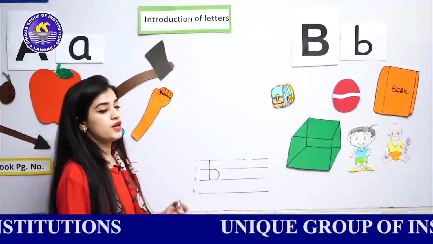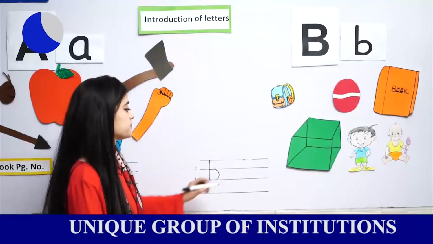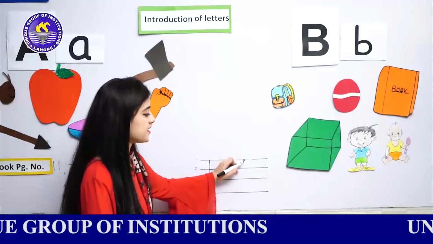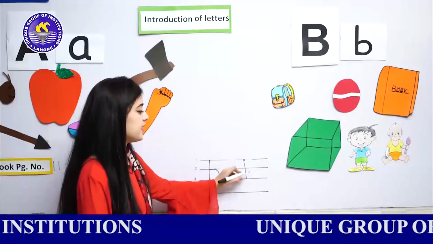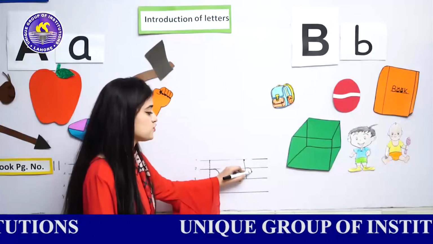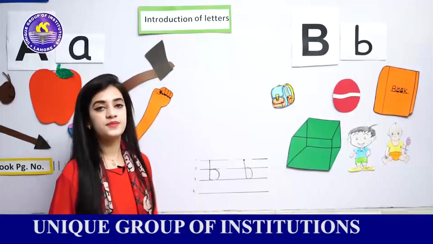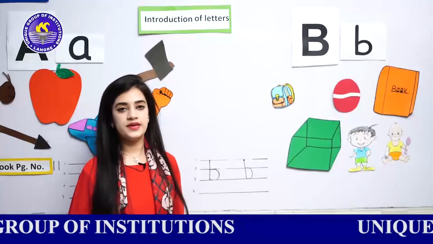Now I am going to tell you how to write small b without dots. Start from this dot, make a standing line in 3 lines and then make a curve in these 2 lines. See how easy it is. This is small b, lowercase b.